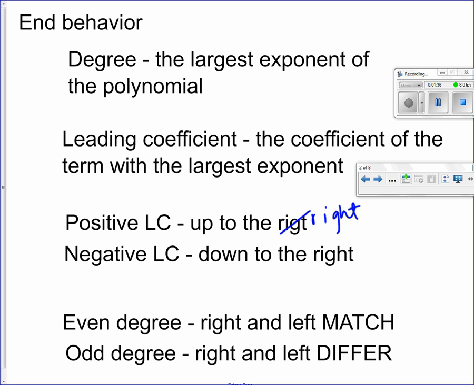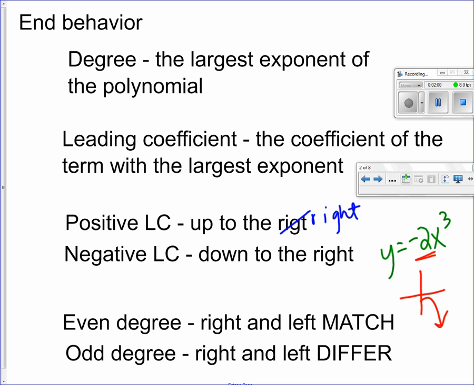If you have an even degree, your right and your left match, so they're both up or both down. If you have an odd degree, your right and your left differ, one up, one down. So quick example, if you have y equals negative 2x cubed. First, I'm going to look at my leading coefficient. It's negative, so that tells me the graph is going down to the right.